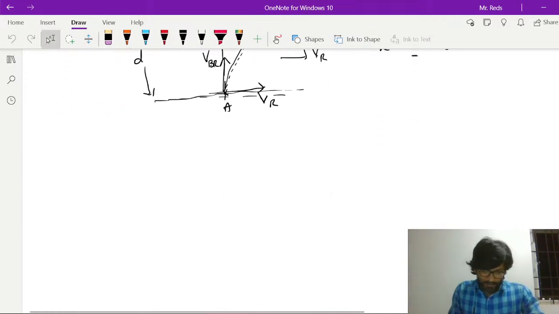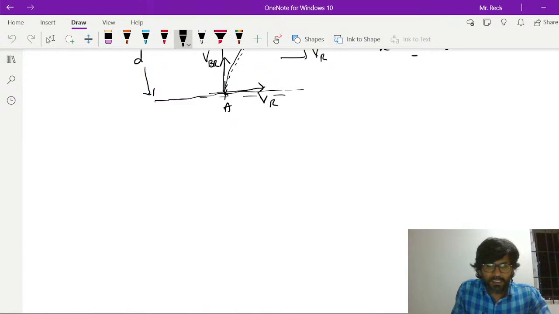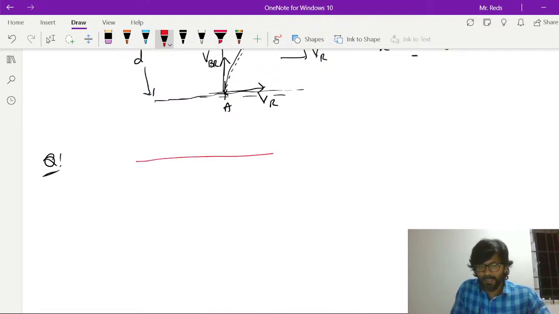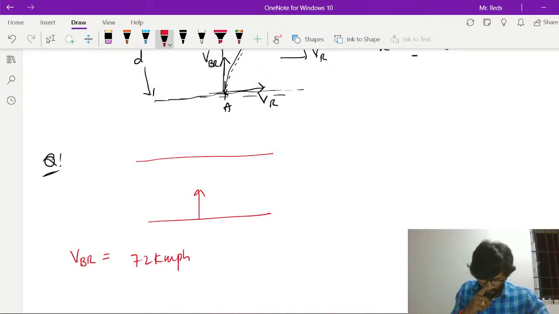So the question, let me dictate it. Try to copy this question, guys. The question is: a boat moves perpendicular to the bank with a velocity of 7.2 km per hour. This is the river bank. The velocity of the boat with respect to the river is 7.2 kilometers per hour. The current carries it 150 meters downstream.